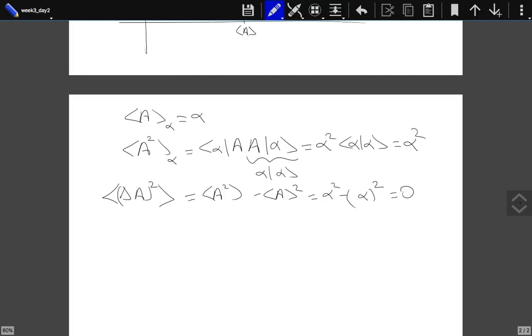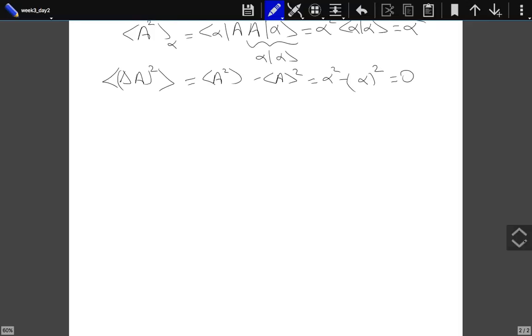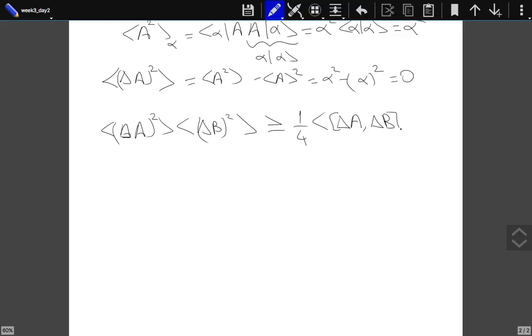So if we prepare many identical systems in some state, not necessarily an eigenstate of A nor an eigenstate of B, but just many identical kets, the question is, what is the limit on the uncertainty in A and B? Are there limits? And what we will prove is basically this relation: delta A squared multiplied with delta B squared in any state has to be larger than or equal to 1 over 4 times the average of the commutator of delta A and delta B, squared. So this is what we will prove.